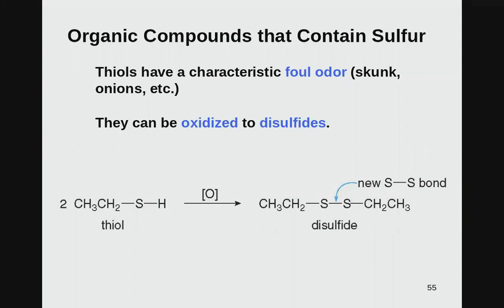all because of thiols. Now, interestingly though, thiols can be oxidized to what we call disulfides. So we take a thiol, it doesn't matter what it is, and we oxidize it. Remember, O inside of brackets refers to the oxidation, so we're stripping electrons away from the sulfur. We can actually form what we call a disulfide bond, and the disulfide bond is simply an S-S bond.